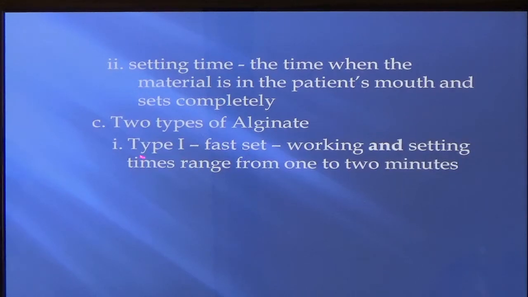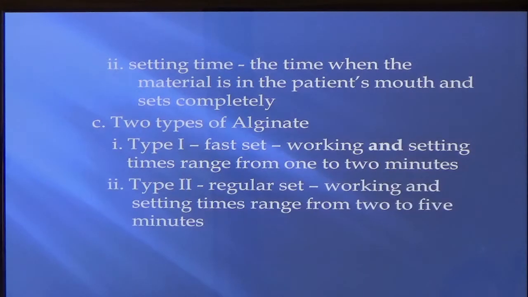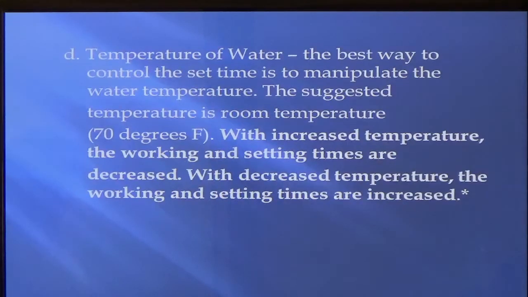Okay, so here, type 1 fast set working and setting times range from 1 to 2 minutes. And that you can vary by the temperature of the water you use and the water-powder ratio you use. We'll talk about those. Type 2 regular set, you have anywhere from 2 to 5 minutes. And I think Dr. Cervantes ordered type 2, which is a longer working time for you guys. Okay, so if it's too runny and taking too long to set, we'll talk about it. You can use a little bit warmer water, and it'll set quicker because the heat allows it to set faster.